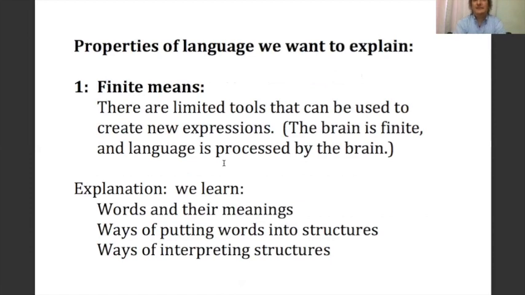Now we have a couple of things that we want to be able to explain in language. One of the things we want to explain is that there are limited tools that can be used to create new expressions. Finite means, we call them. And this comes from the fact that the brain itself is finite. Language is processed by the brain, therefore language is going to have to somehow only make use of a limited number of things to produce all of the meanings that you want to produce.